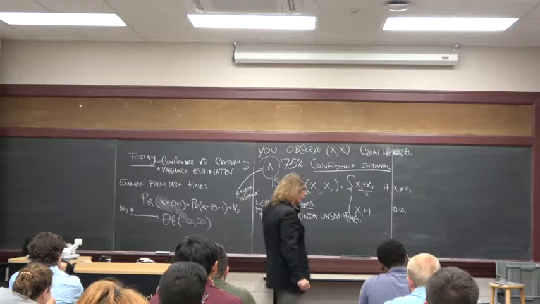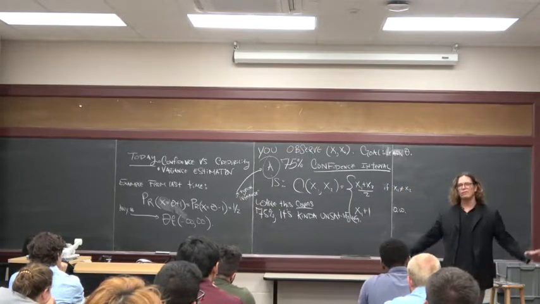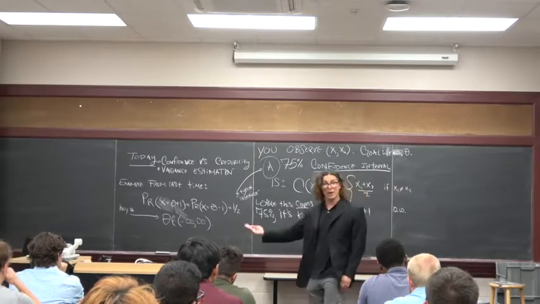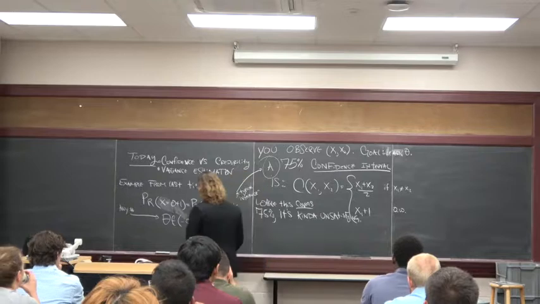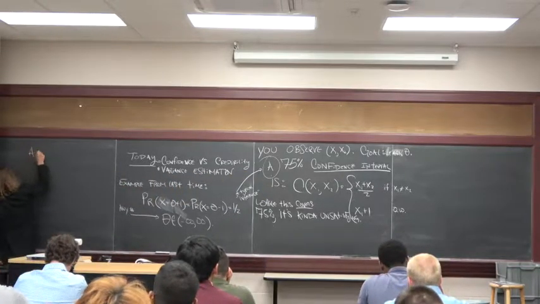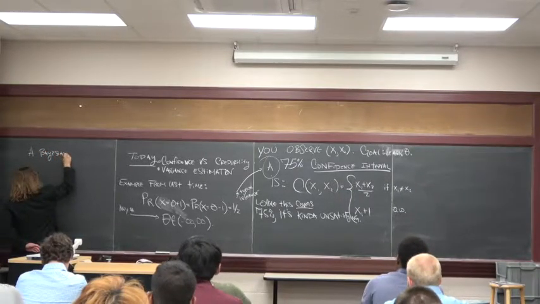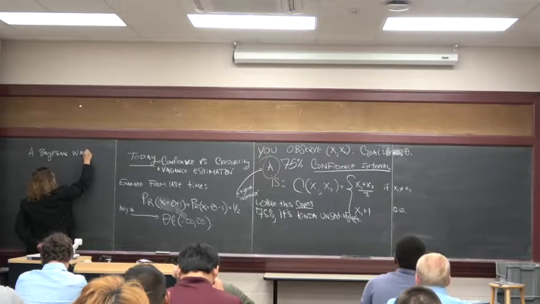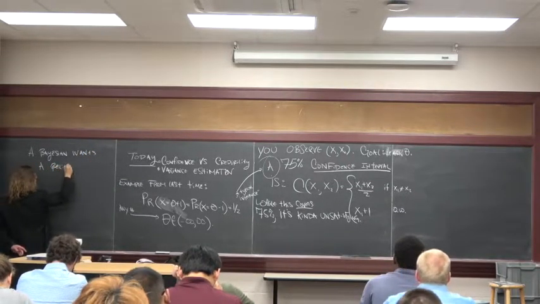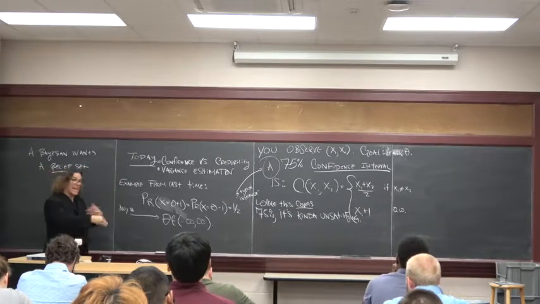Bayesians want to do something different. They want to construct a set that conveys their beliefs about theta. So they're going to construct a belief set. They call that credible sets. So let me just write that down. Bayesian wants a belief set. So, like what they actually believe.